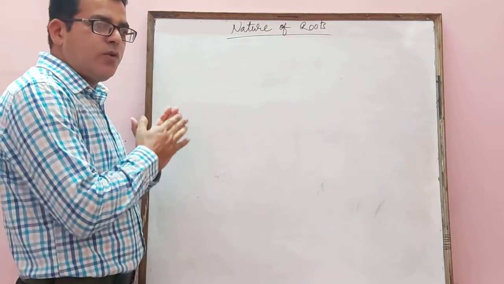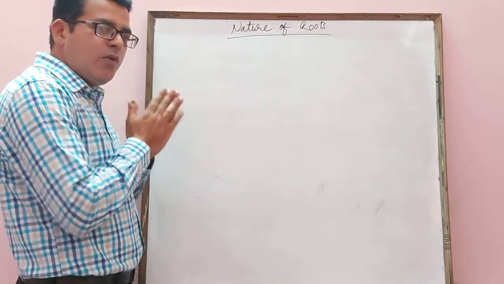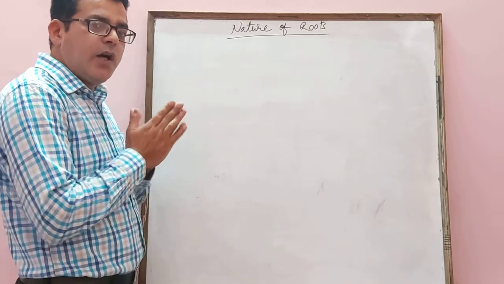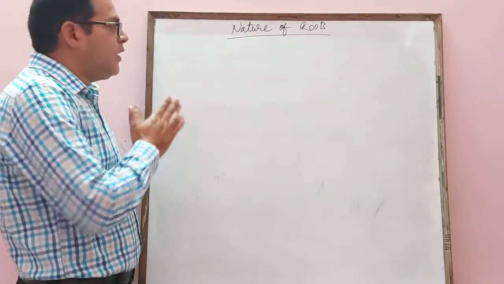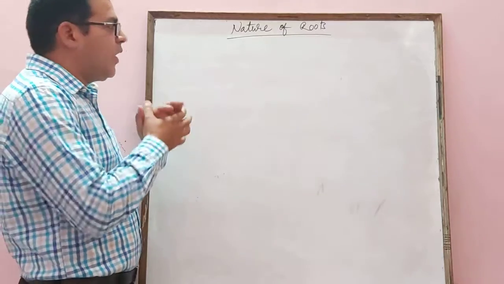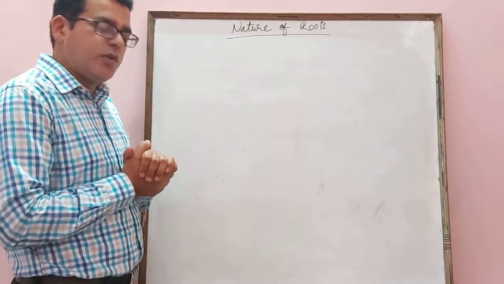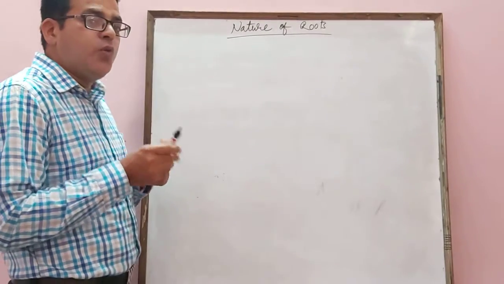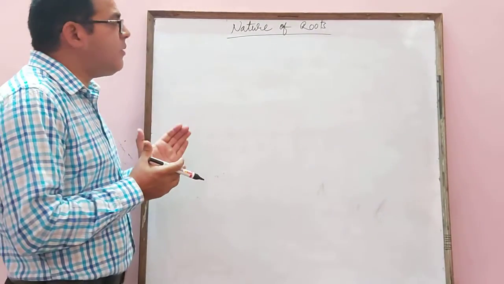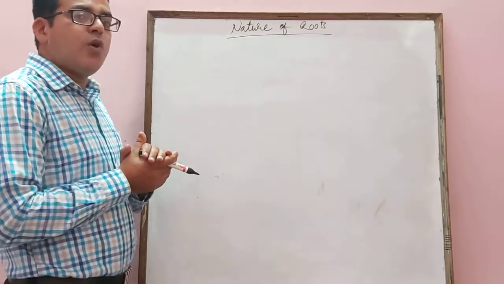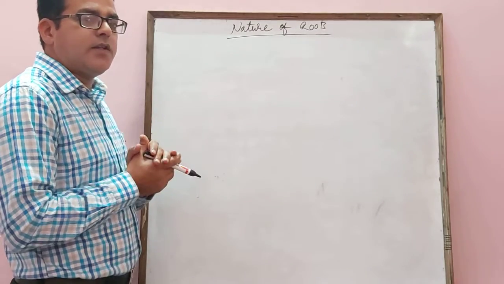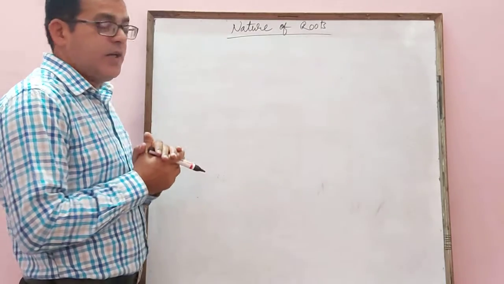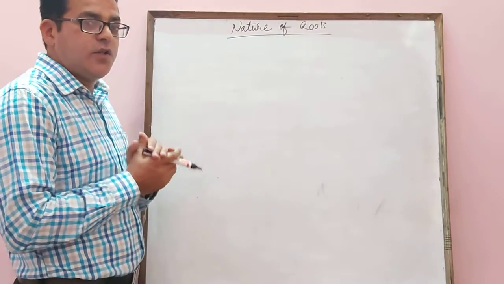First one was normal factorization, second one was the completing the square method, and third one, we used the quadratic formula to find roots of a quadratic equation. So today we will find the nature of the roots. What does nature mean? Nature means which types of roots we will get when we find roots of a quadratic equation. What is the nature of the roots?